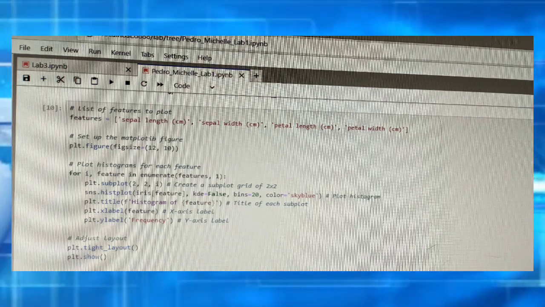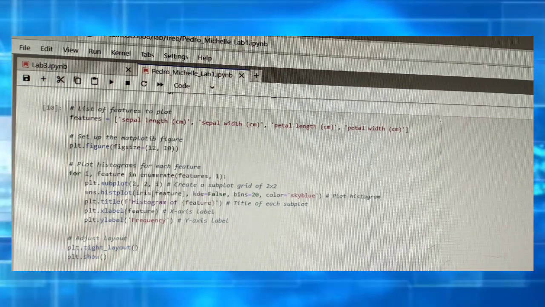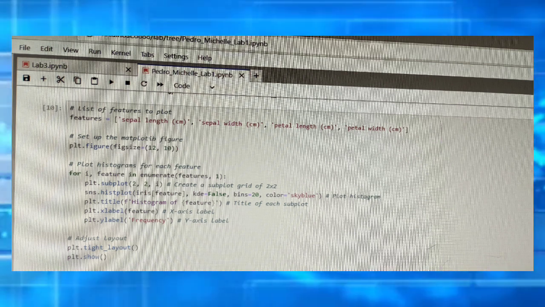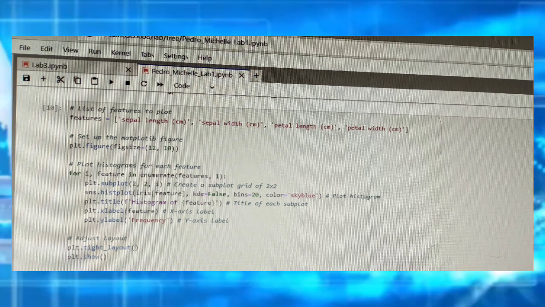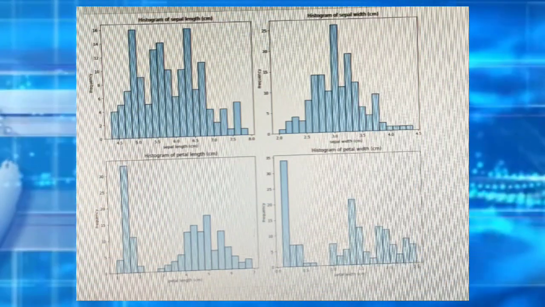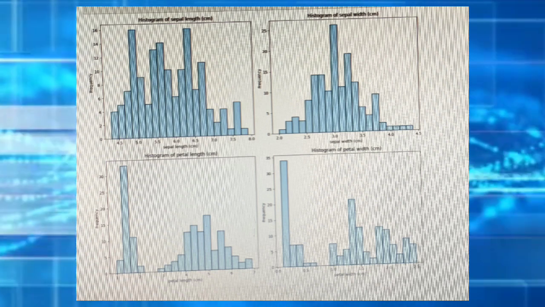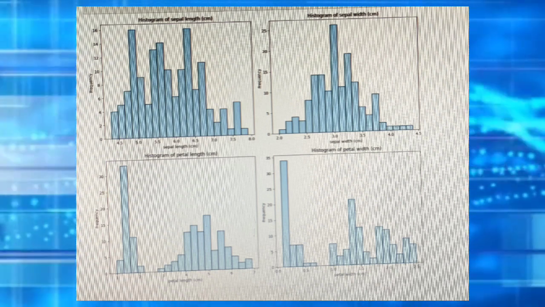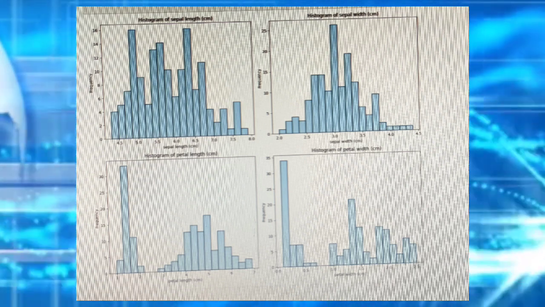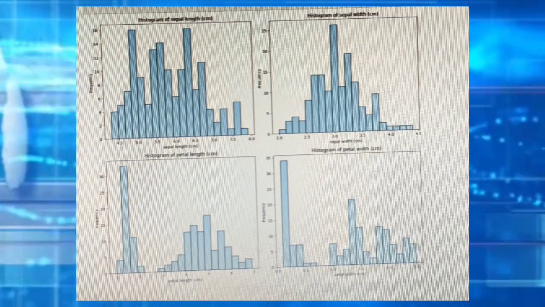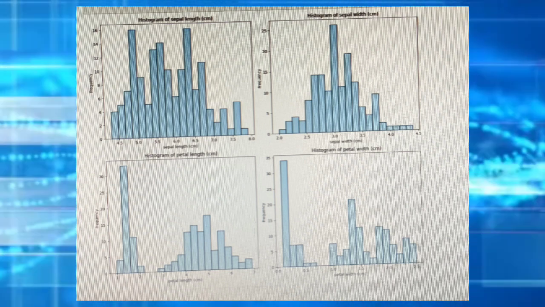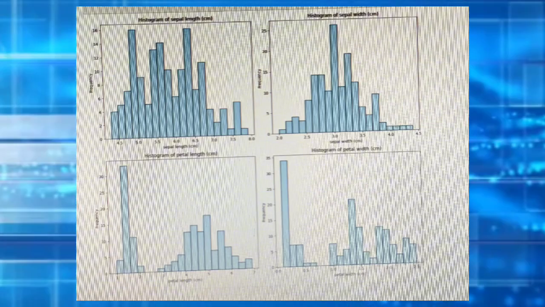In summary, this code efficiently generates a visually appealing and informative set of histograms for the iris dataset's numerical features, making it easy to compare their distributions. The histograms provide a visual summary of the distribution of each feature, revealing potential patterns and characteristics of the iris dataset. The bimodal distributions of petal length and width are particularly noteworthy and suggest the presence of distinct groups within the data. This information is valuable for further analysis and model selection.